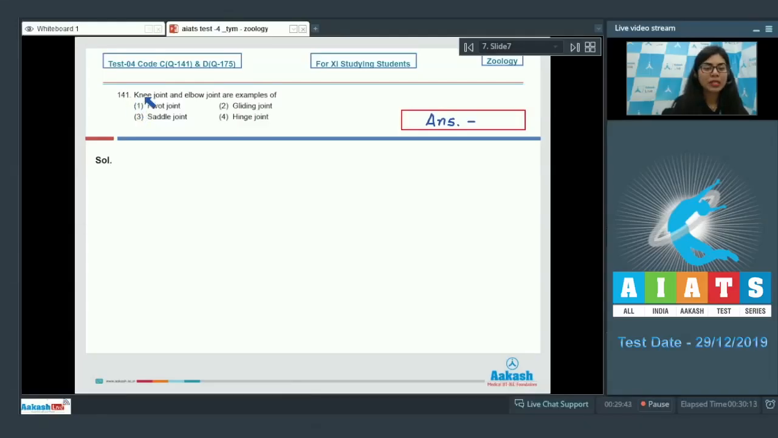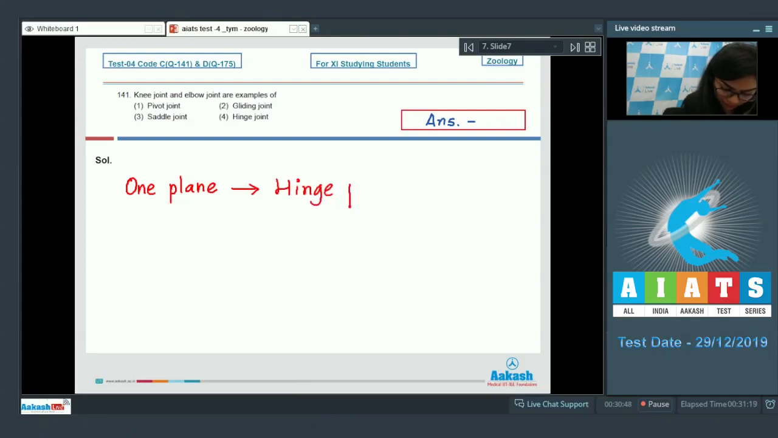Question number 141, students. Knee joint and elbow joint are examples of pivot joint, gliding joint, saddle joint or hinge joint. So if we talk about our knee joint or elbow joint, they allow movement only in one plane. And one of the two articulating bones is deep convex in shape and the other bone is deep concave in shape. And such type of joint which allows movement only in one plane is hinge joint. Option 4 becomes a right answer.